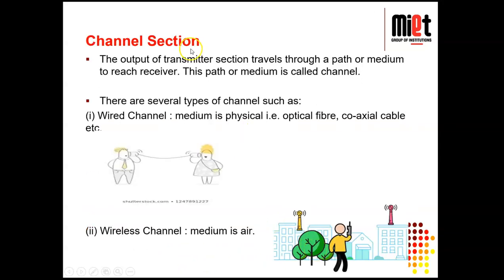Okay, now the channel. One of the most important parts of our communication system is the channel. A channel is a medium through which our signal will transmit. The output of the transmitter section travels through a path or medium to reach the receiver. This path or medium is called the channel. There are several types of channels, such as wired channel and wireless channel. So what is a wired channel? The medium is physical, meaning the transmitter and receiver are connected through a wire. Because it is physical, examples are optical fiber, coaxial cable, etc.